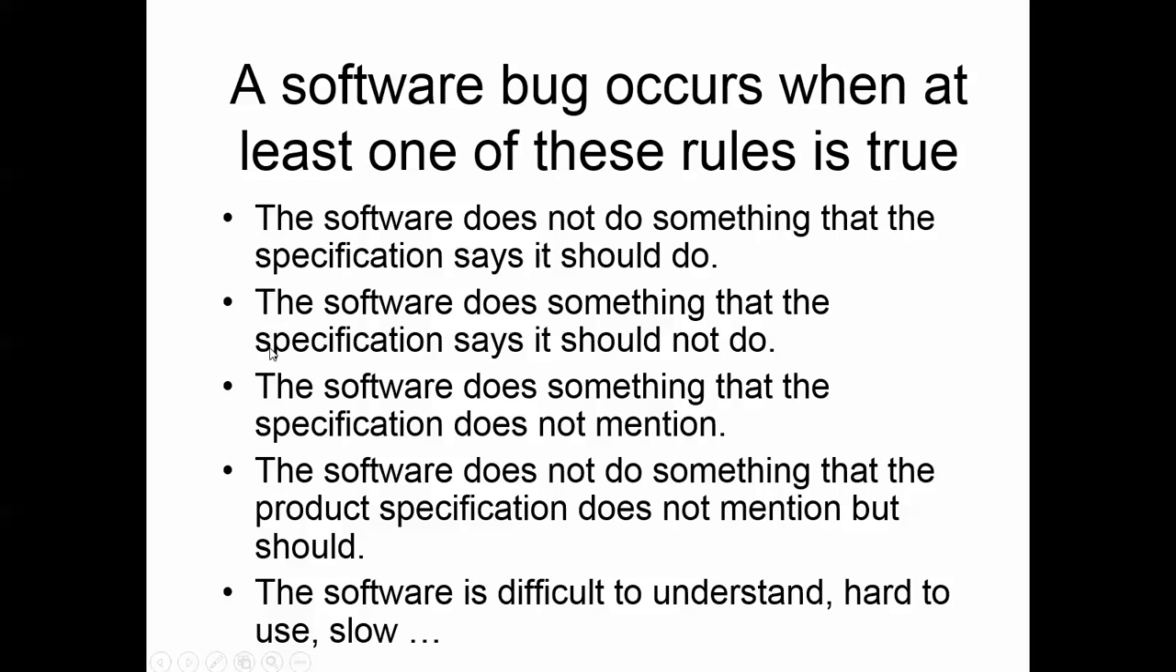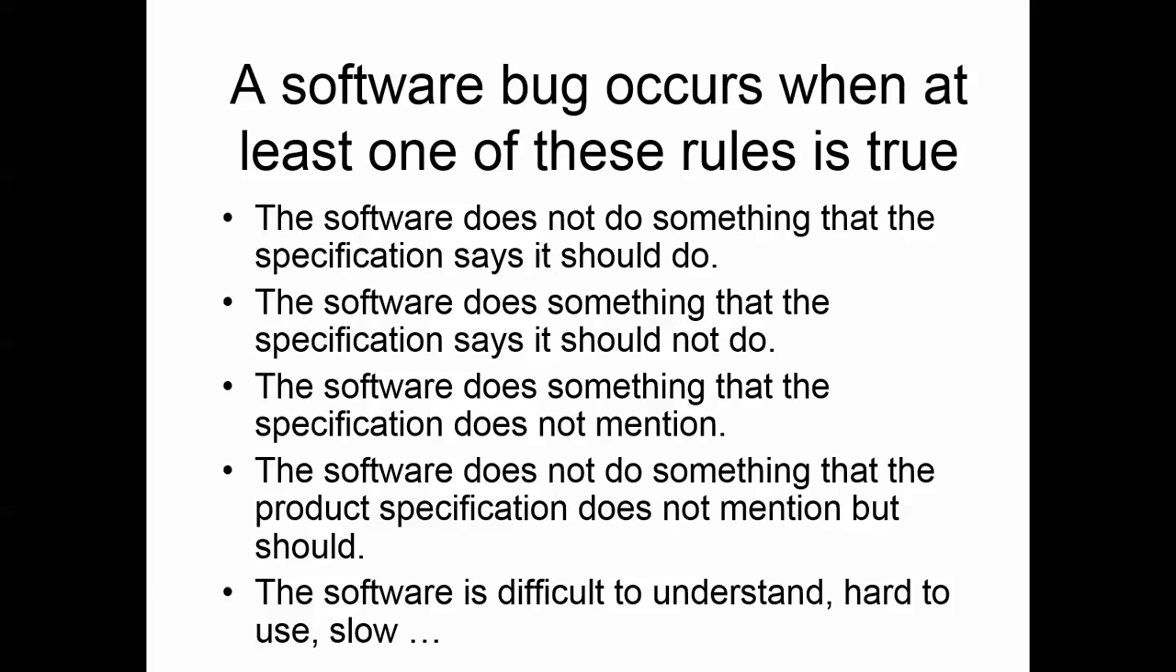All right, so software bugs occur when at least one of these rules is true, right? The software does not do something that the specification says it should do. So we have a requirements document that said it should calculate the interest at 0.8% and it's calculating it at 8%. That is a bug from the specification. All right, the software does something that the specification says it should not do, right? So if the specification does not say that I should charge $50 for an overdraft, and my software does that, that is considered a bug.